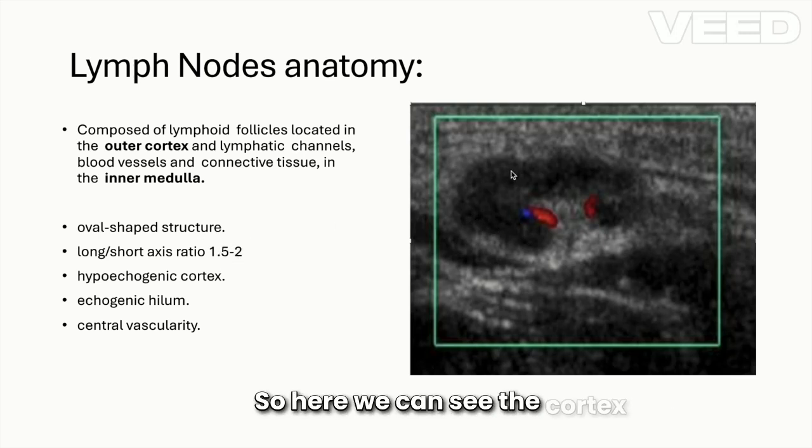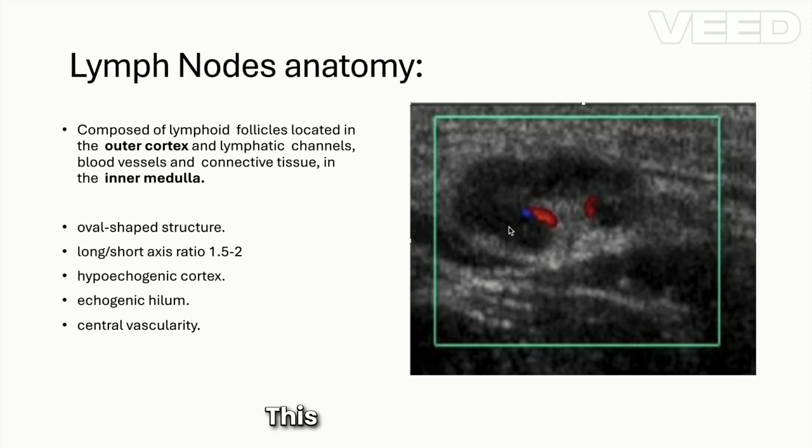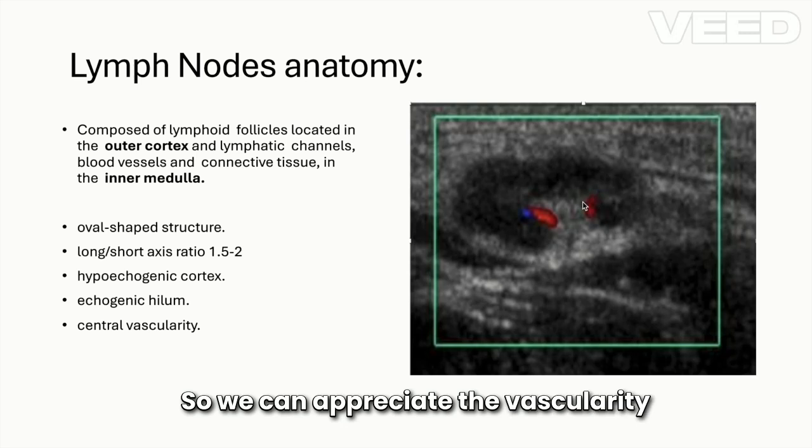So here we can see the cortex is hypoechoic. This is the cortex of the lymph node and this is the hilum. From the hilum, blood vessels and the lymphatic channels enter and exit the lymph nodes. So we can appreciate the vascularity in the center.